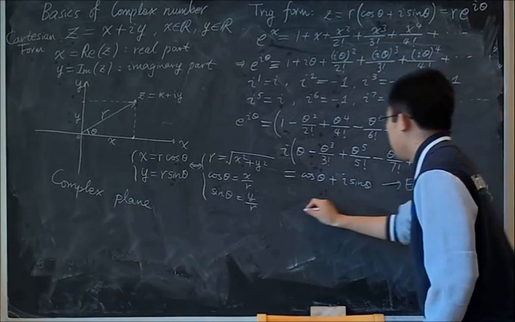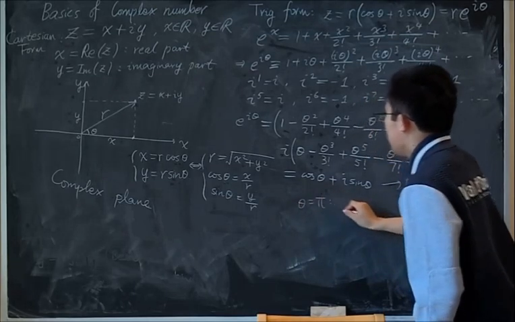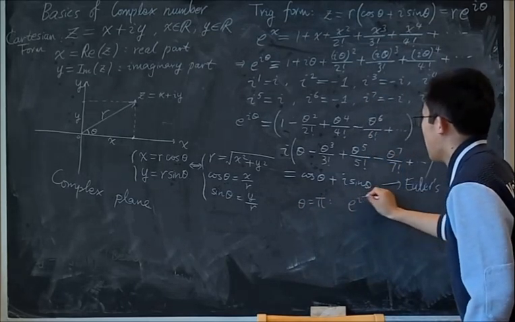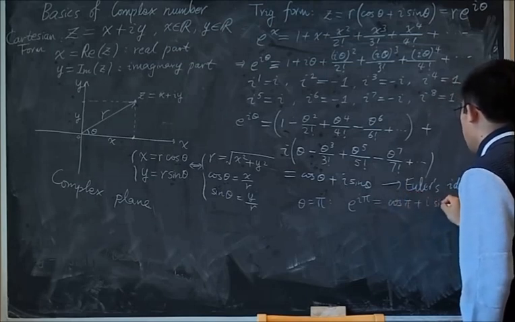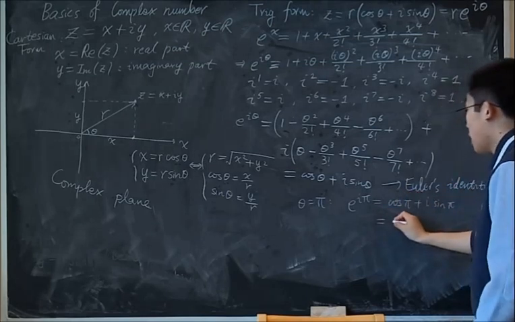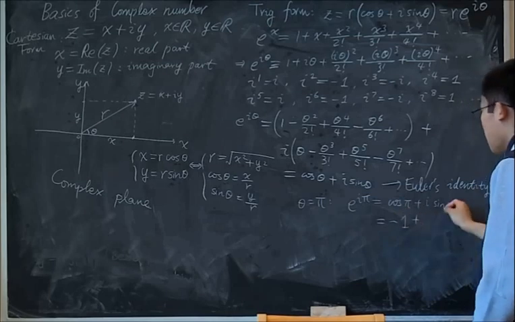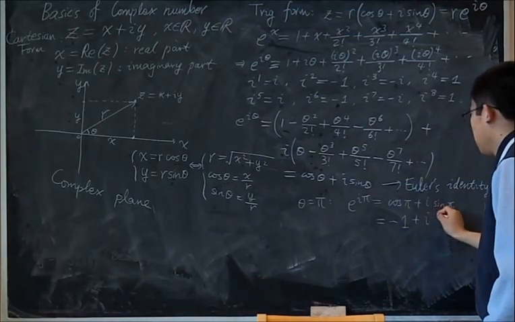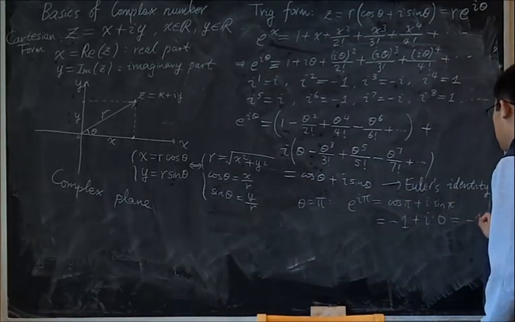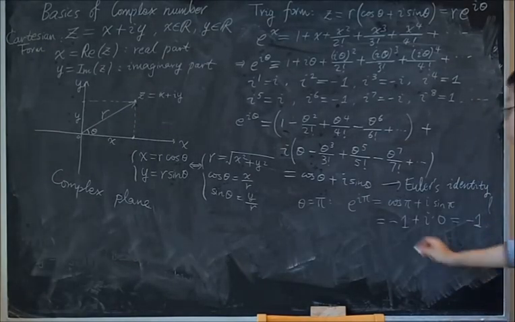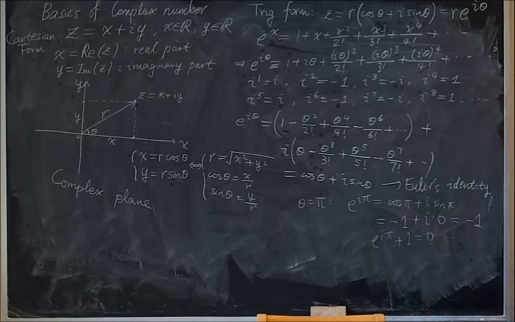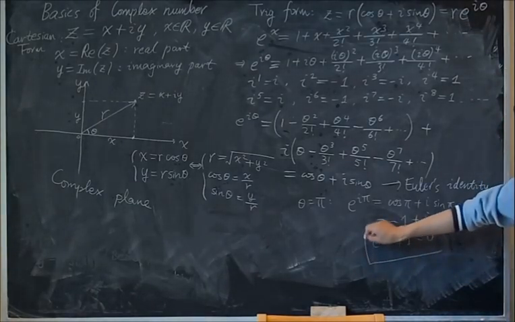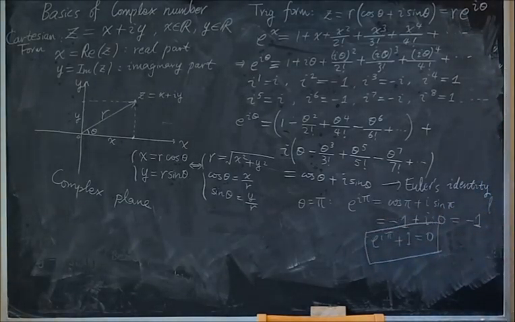Of course, if you plug in theta equals pi, that is just e to the i pi equals cosine pi plus i sine pi. And cosine pi is negative 1. Sine pi is 0. So eventually we're getting negative 1, or e to the i pi plus 1 equals 0. This is the so-called most beautiful formula in mathematics.